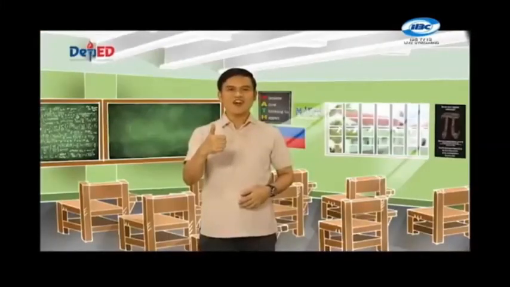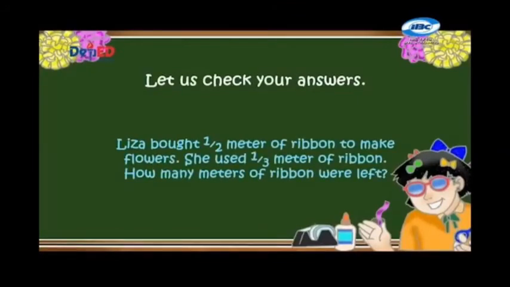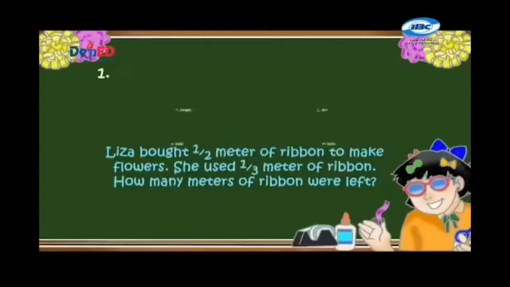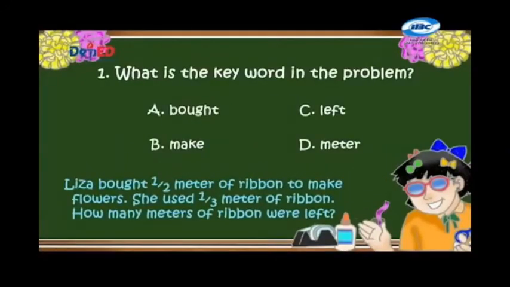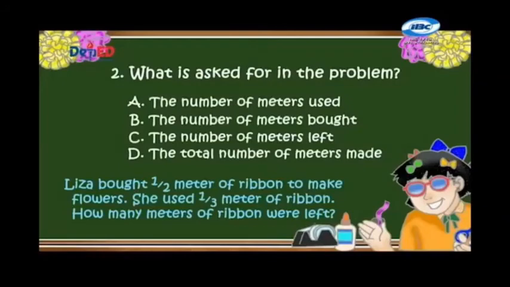Alright, let us check your answers. Liza bought 1/2 meter of ribbon to make flowers. She used 1/3 meter of ribbon. How many meters of ribbon were left? Number 1. What is the keyword in the problem? The correct answer is C. Left. Number 2. What is asked for in the problem? The correct answer is letter C. The number of meters left.